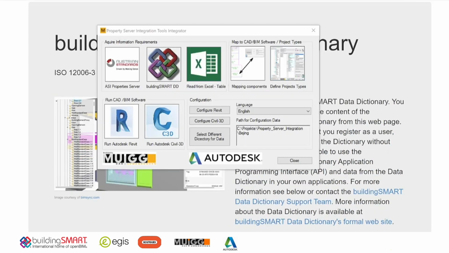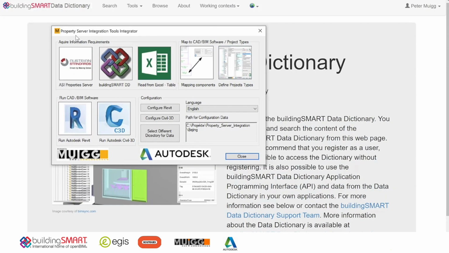All the tools can be launched with the so-called Tools Integrator, which also visualizes the flow of information. It contains 3 groups of tools. Those to download the information from a source. Then these tools are to map the content of the information to the entities or elements in the application. These are the buttons to actually start the BIM authoring tools. In this case, it's Revit and Autodesk Civil 3D.